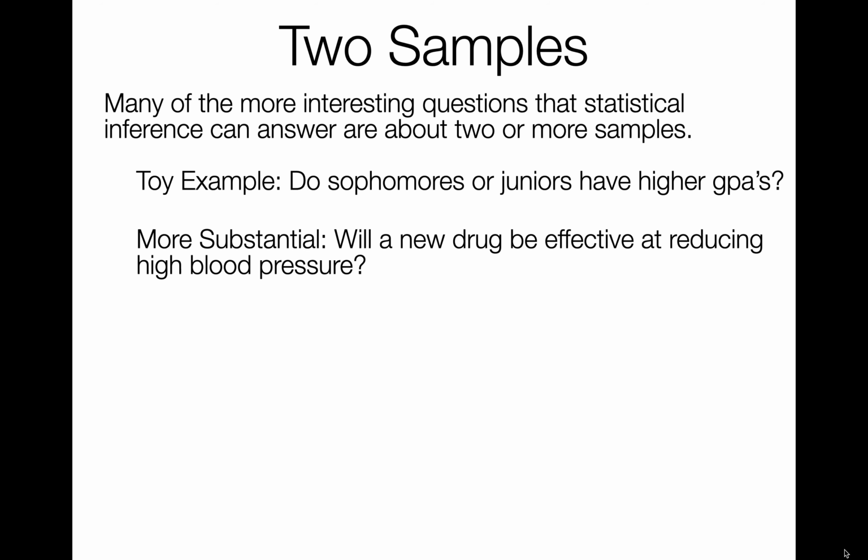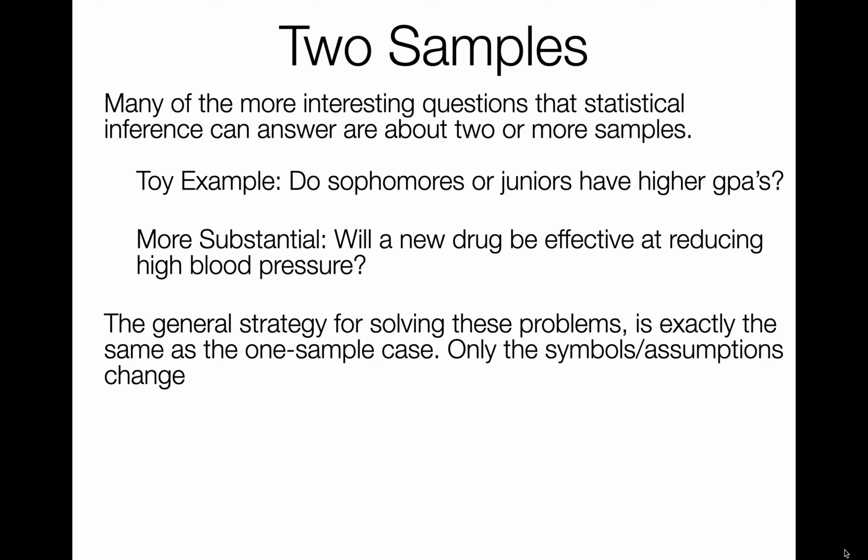Now, for maybe a more substantial or high-stakes question, I could ask, will a new drug be effective at reducing high blood pressure? In this case, I would have two different groups, a placebo or maybe a standard of care, and then my new experimental drug. I apply the drug, see what happens, and then I have two different samples that I need to compare. That is where this two-sample inference comes in.